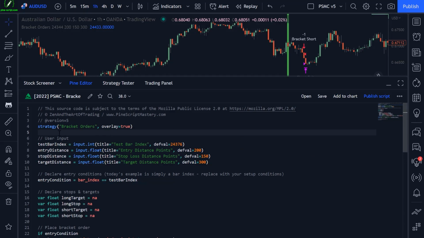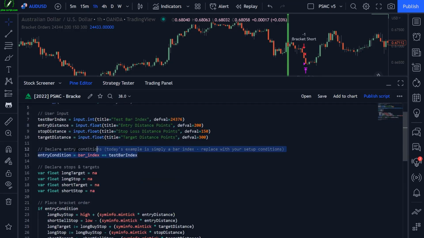So anyway, what we have here is just a simple strategy script. We have four user inputs: our test bar index number, and then our entry distance in points, our stop loss distance in points, and our target distance in points. So I'm on a Forex market here, so 200 points would be 20 pips. But this trader trades futures. I'm not familiar with how futures price their instruments. I'm not sure if 200 points would be 20 pips, that's up to you guys to figure out. But this concept should apply to any market. You would just need to adjust the number here based on however the instrument is priced.